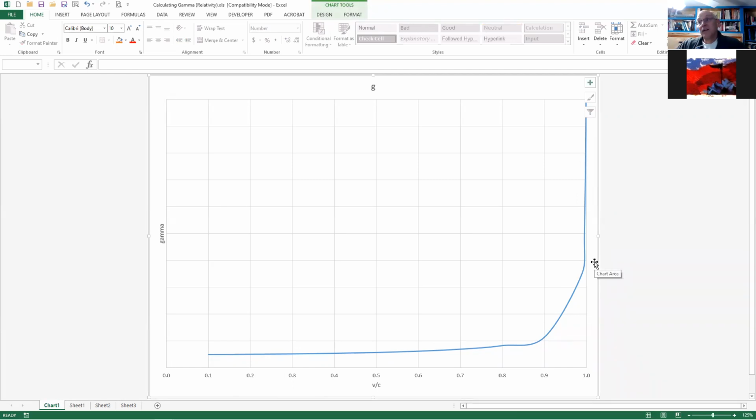And so where these effects are going to be the most noticeable is in particles that are traveling very close to the speed of light. So most of the examples we're going to look at are going to be dealing with situations like that. Although not always, sometimes we'll consider other things.